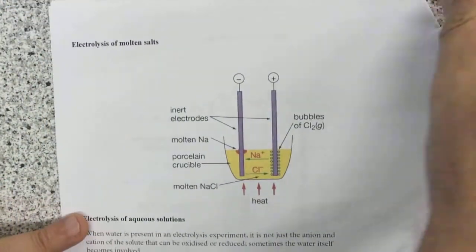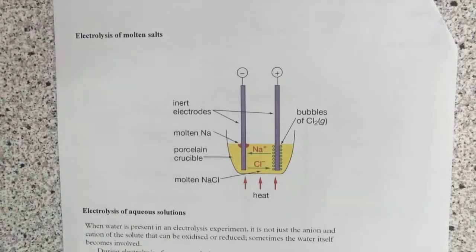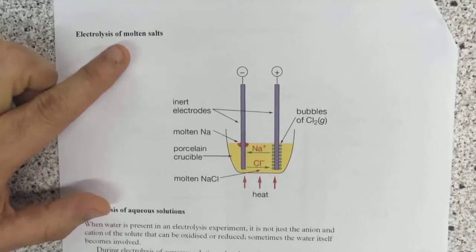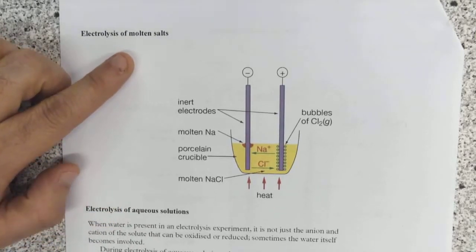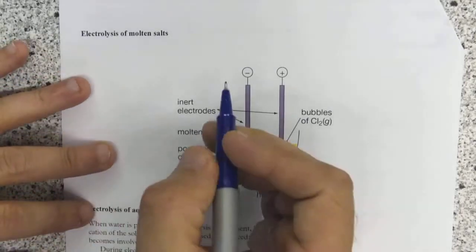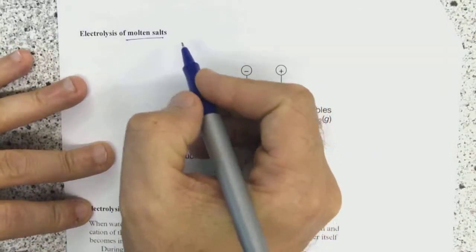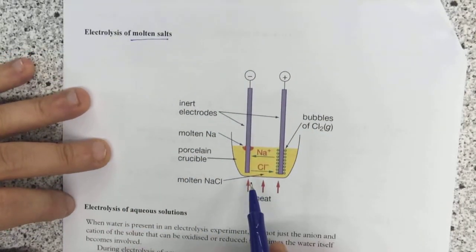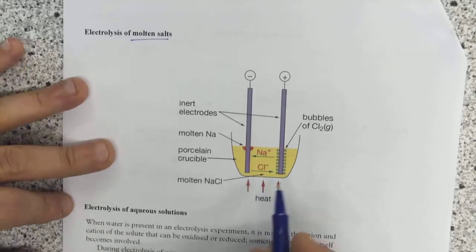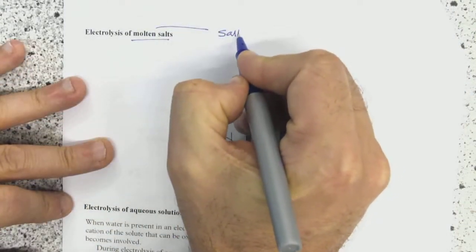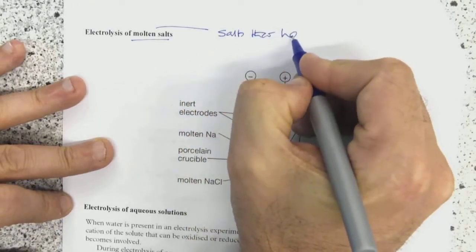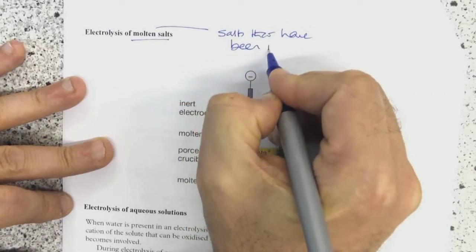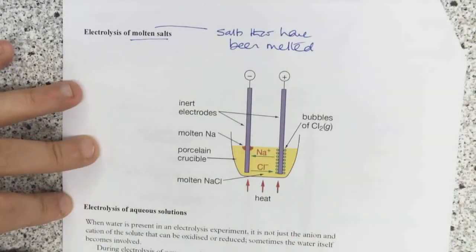Then we moved on to something I didn't quite get to last time. This first example was of an aqueous solution, copper chloride in aqueous solution. If we have molten salts, what do I mean by molten salt? Jeremy, what does that mean? Molten just means it's melted. If it's sodium chloride, we probably have to heat it to maybe 2,000 degrees just to get it to melt. So molten salts just means salts that have been melted, so we need extremely high temperatures.